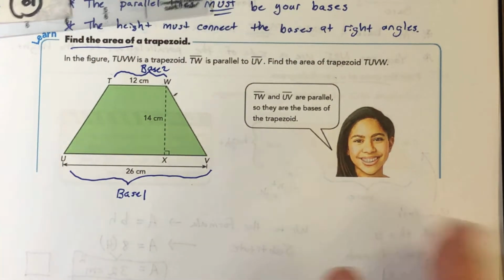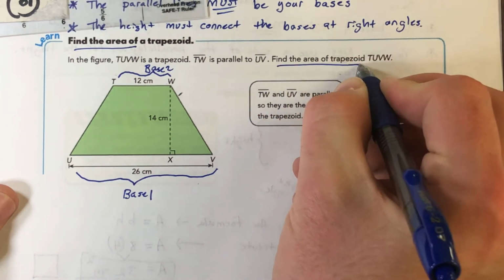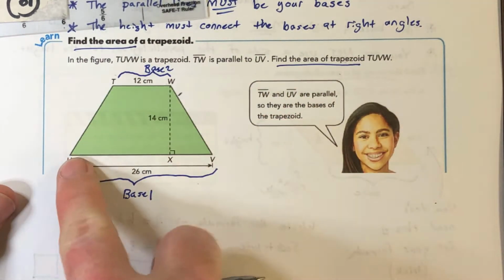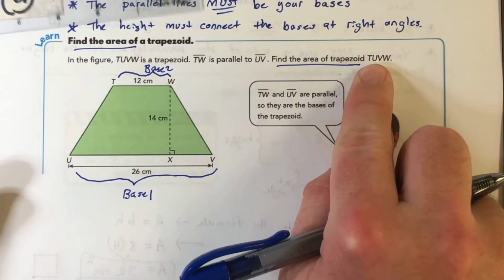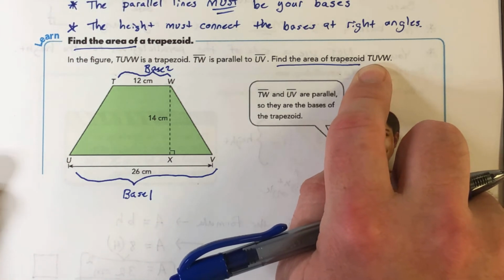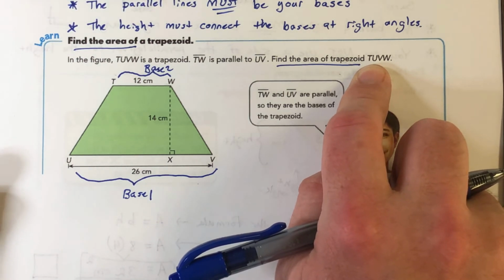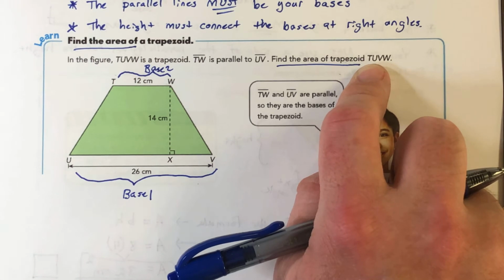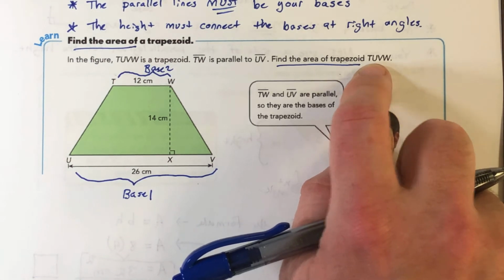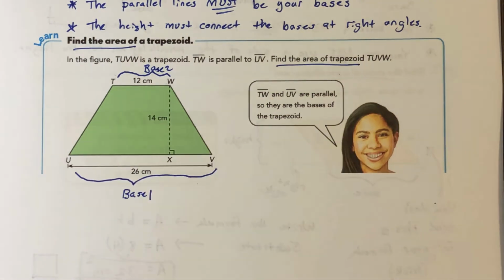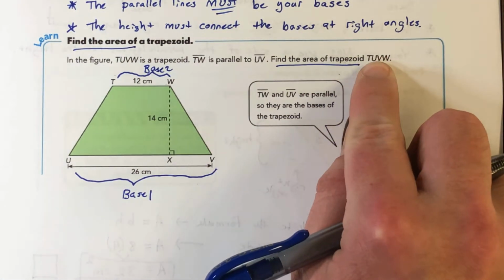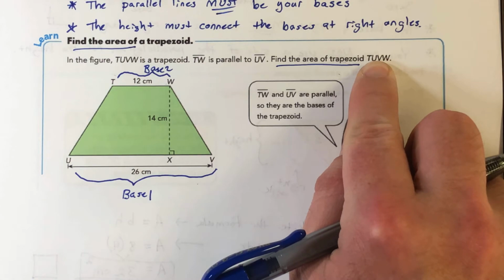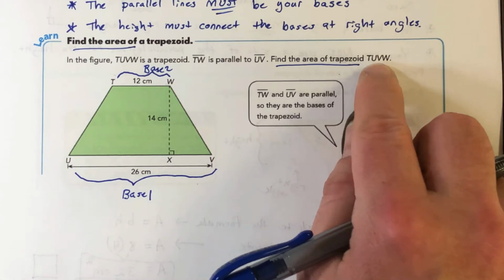Next, what does the question want? What's the area of trapezoid TUVW? Pay attention to these letters if you are given them. They tell you specifically what you want. As you'll realize later, especially in part 2 video, shapes are made up of multiple shapes, so the letters that they give you tell you specifically what you're talking about.